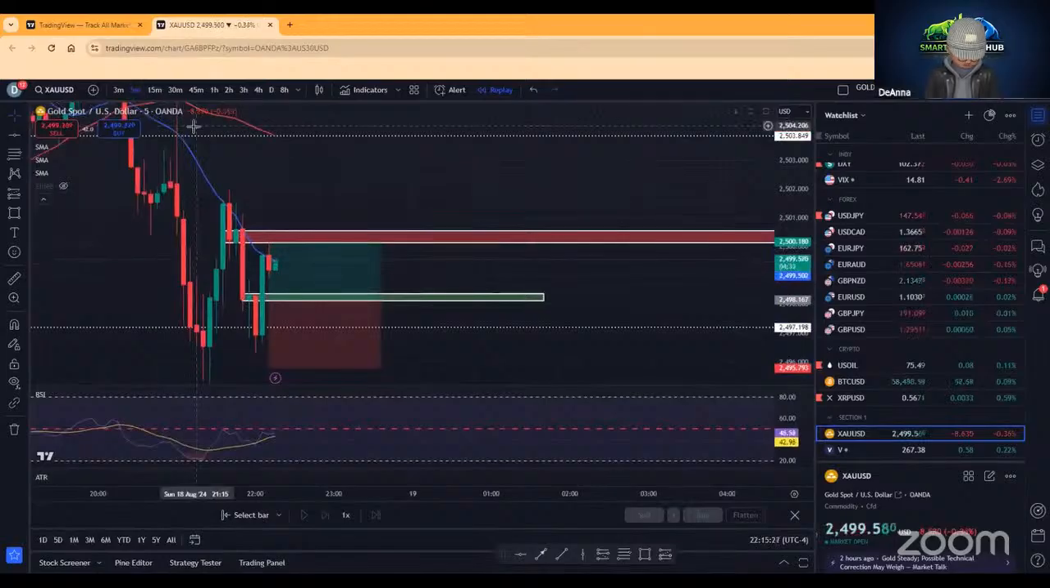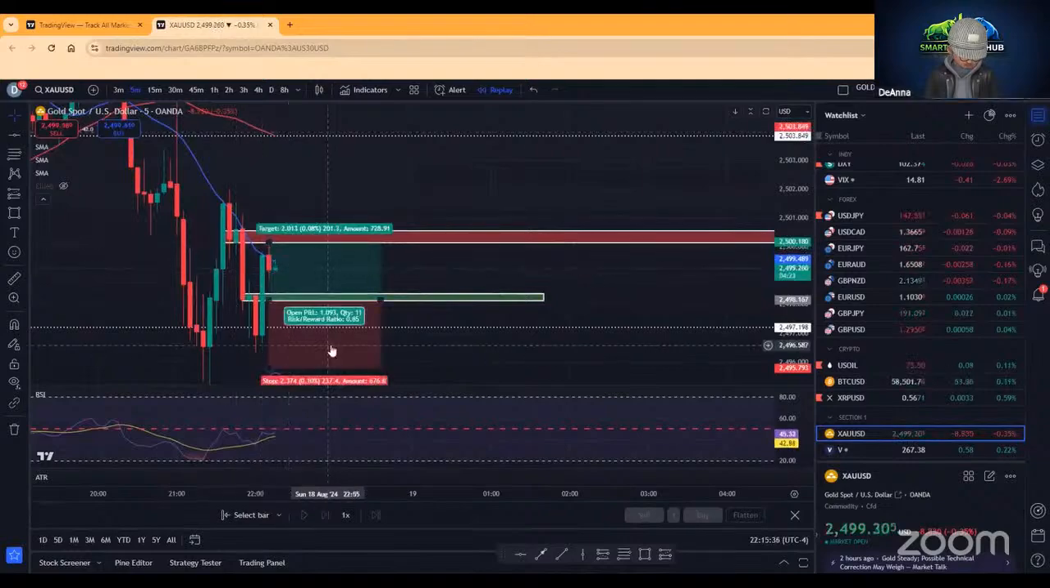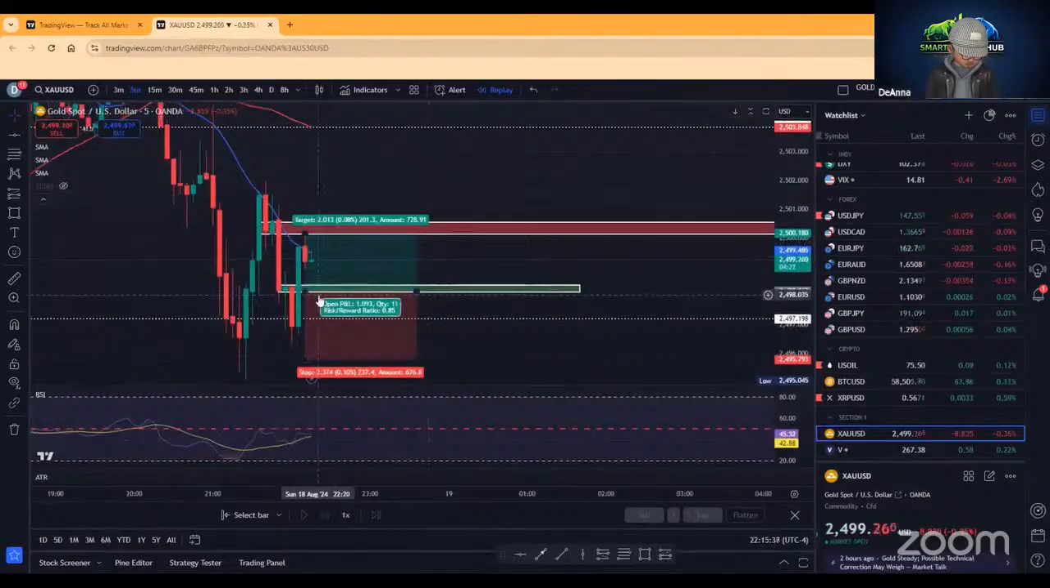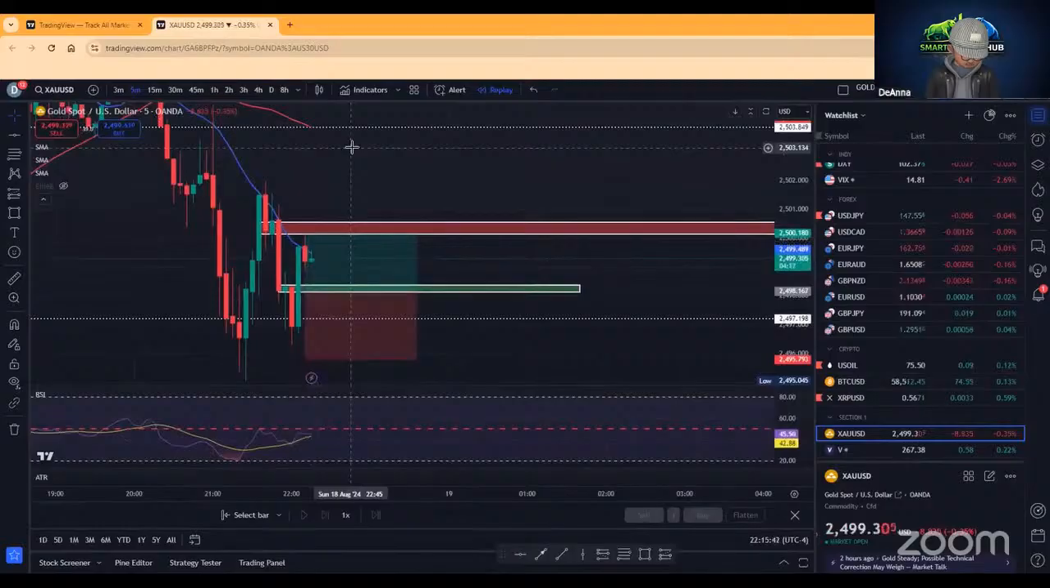All right, and how do you get around a wall? Rally base rally. We have a drop base drop here. Price is trying to form that rally base rally. Now, if price drops all the way down here and pushes back up, is that still a rally base rally? Yes.